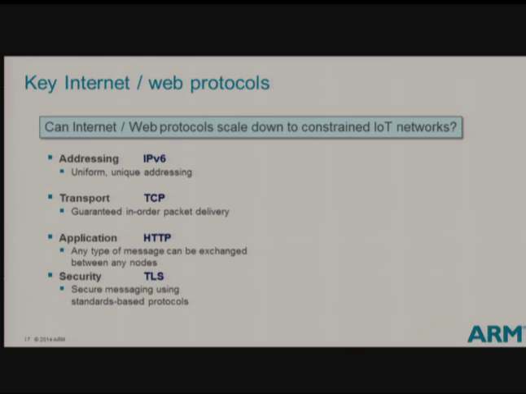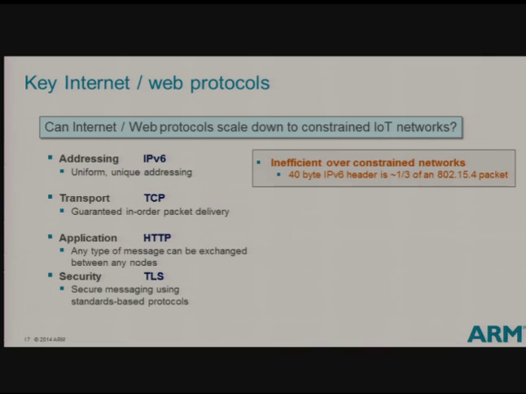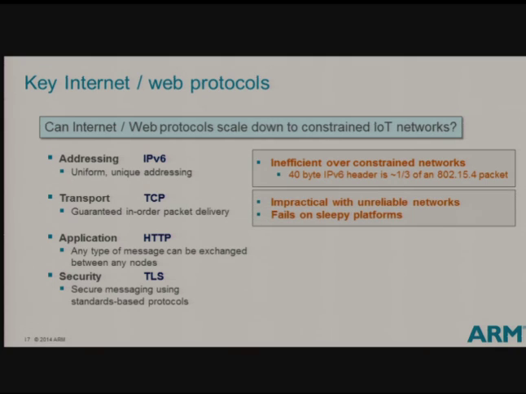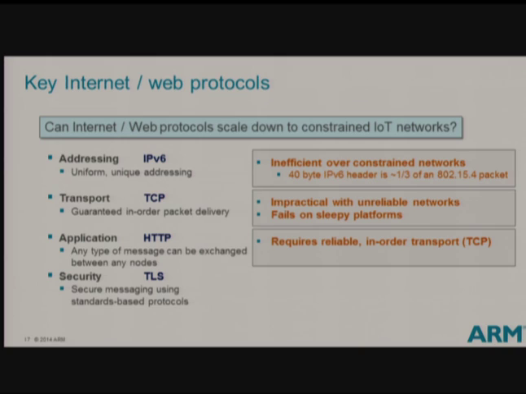Okay, so how do we do this? Because the web was designed for IPv6, TCP, HTTP, TLS, that kind of thing, and that's not what we're going to get with these low-power devices. And why not? Well, V6 is inefficient over constrained networks. It's got this 40-byte IPv6 header, which is a full third of an 802.15.4 packet. Kind of doesn't work. Transport. TCP is just impractical on unreliable networks, and it fails completely on sleepy platforms, that are asleep most of the time. You can't just communicate TCP/IP directly to one of these sleepy nodes. It just doesn't work. HTTP, everybody loves it, but it requires TCP, so that doesn't work either.